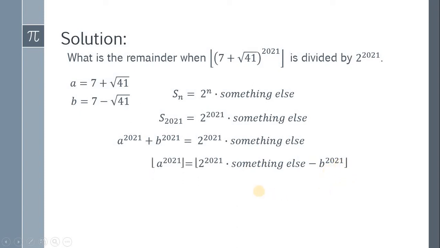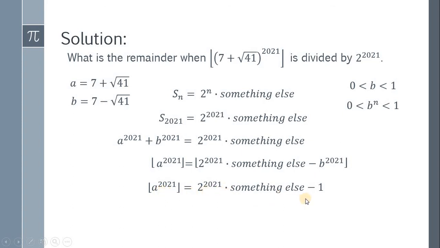Taking floor both sides, recall that b is between 0 and 1. Therefore, if we raise b to some natural number n, still b raised to n is between 0 and 1. So what will happen pag kinuha natin yung floor value niyan? So we have floor of a raised to 2021 is equals to 2 raised to 2021 times some number minus 1. Take note na yung a natin is equals to 7 plus square root of 41. So palitan natin yung a ng 7 plus square root of 41. Now, konti na lang, makuha na natin yung sagot.